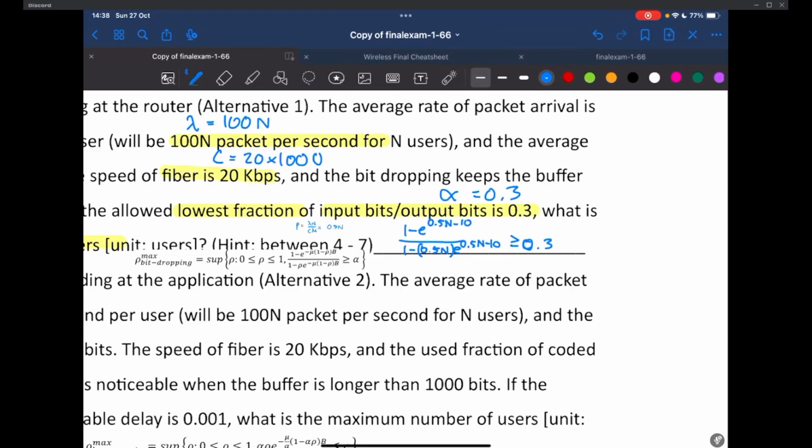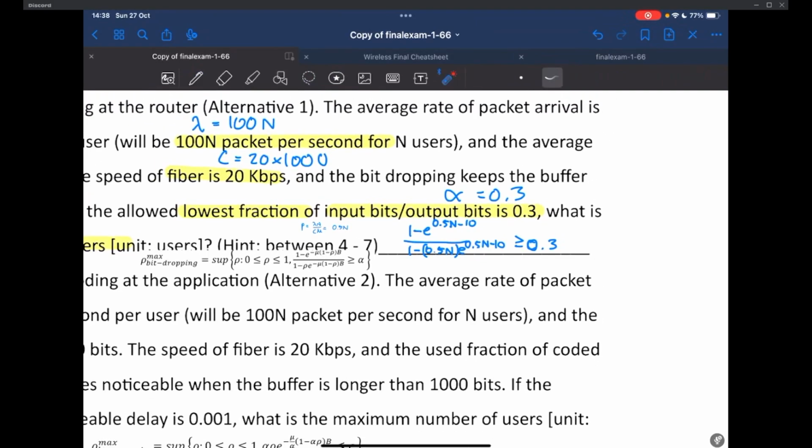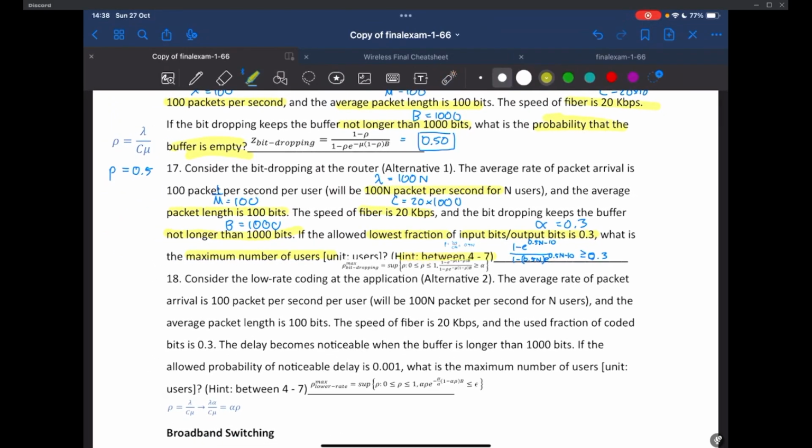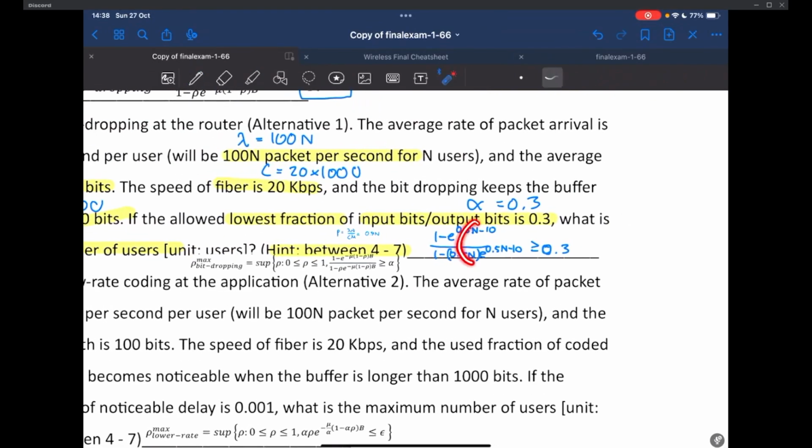So this is the formula. It's very nasty and ugly. How do we find it? Well, the only way is you have to guess, basically. You see here, the professor says it's hidden between 4, 5, 6, or 7. So you have to plug in n and see if it matches this quantity or not. If it does, then that's the answer. The answer I tested out is 6.